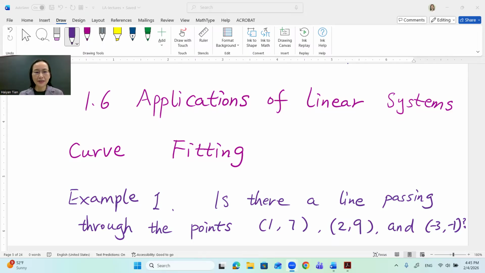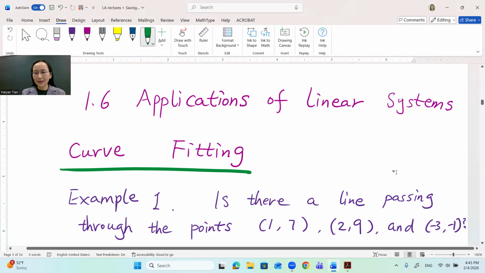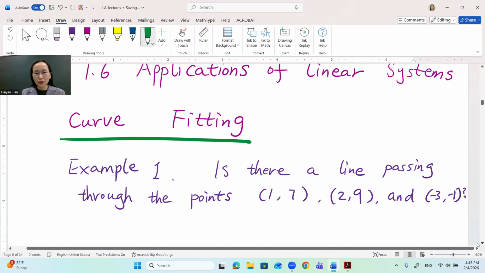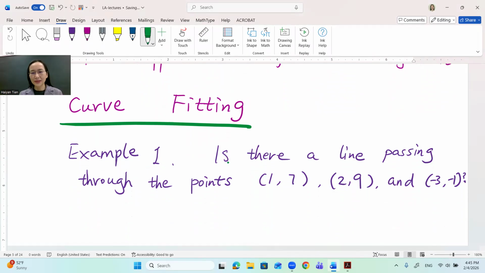Applications of linear systems. The first application I want to talk about is curve fitting. So let's look at an example. This first example is a question regarding a line. Do we have such a line that will pass through the given points?